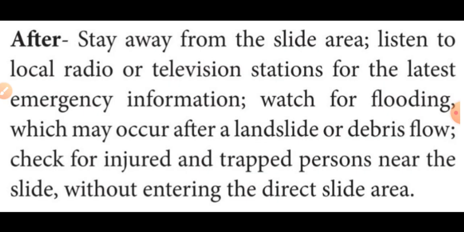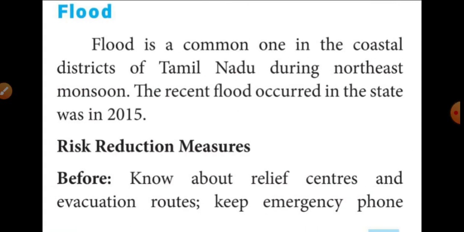Okay, then the next important disaster is the flood. The second important disaster is the flood. It is a common one in the coastal districts of Tamil Nadu. Mostly in the coastal districts of Tamil Nadu, floods often occur. During the northeast monsoon season, the flood will occur. In the previous class, I explained this. Suppose we are getting more than 60% of rainfall during the northeast monsoon, and cyclones also occur during this northeast monsoon, is it? Mostly in the northeast monsoon season, the flood will occur.